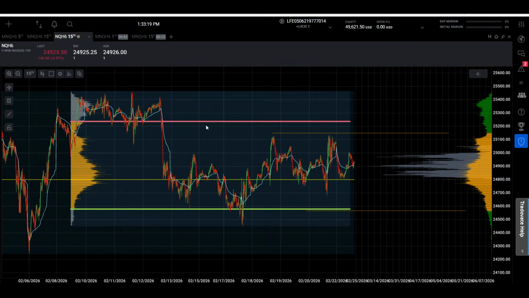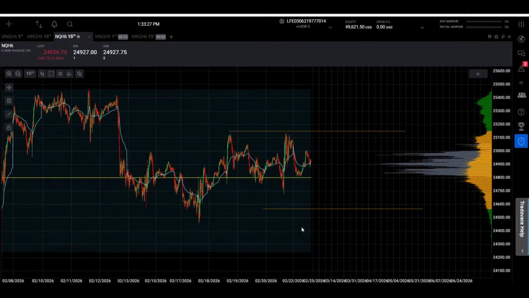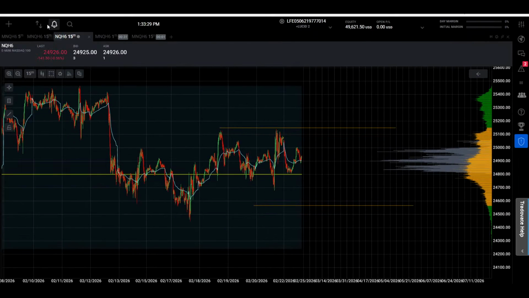So clearly, without even plotting volume profile, you can see the range. Yeah, I'm on 15 minutes here. You can see the range here. This is like an hour before New York Open.